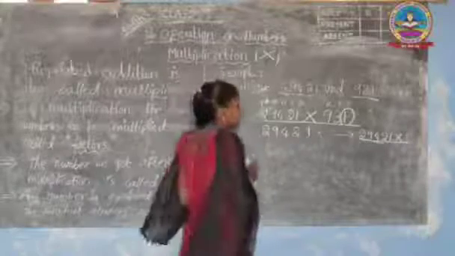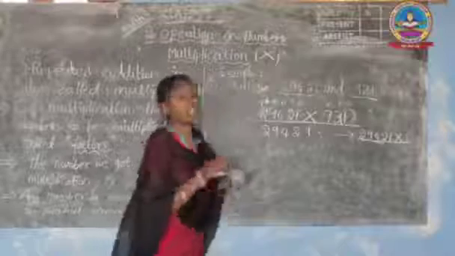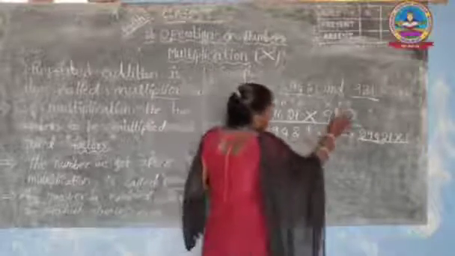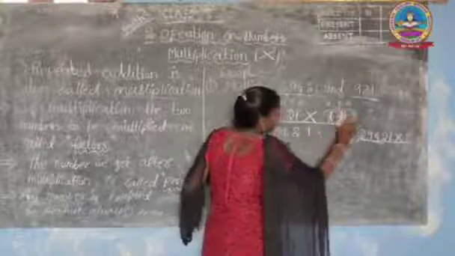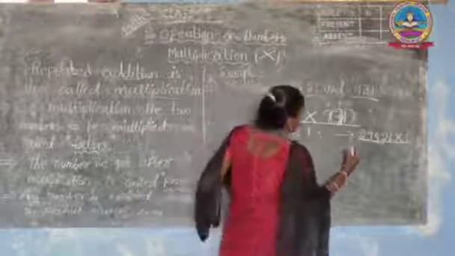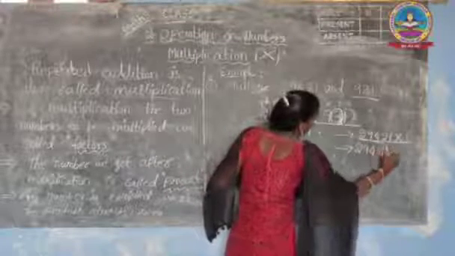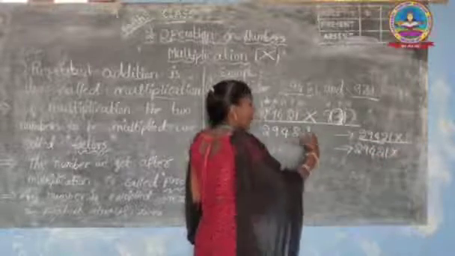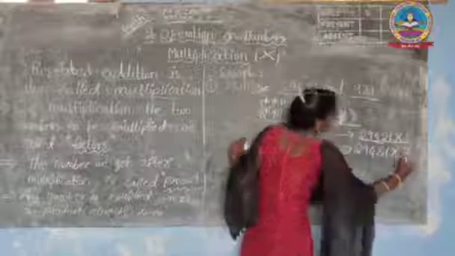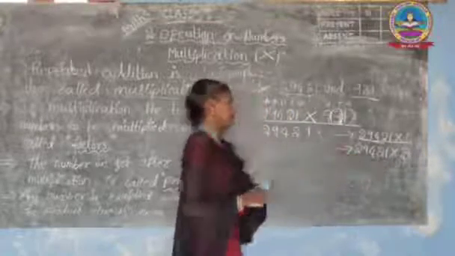Now the second step is, we will multiply by the tens place digit. That is 3. That is the second step. What is the second step? 29421 is multiplied by 3. Let us multiply these two numbers.